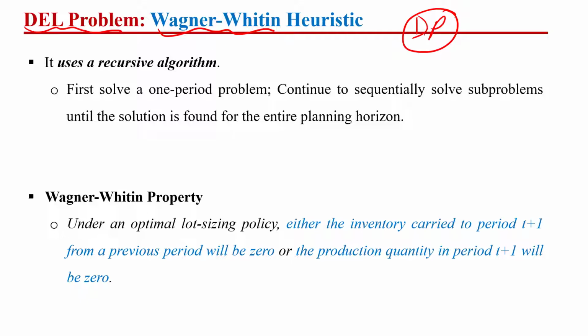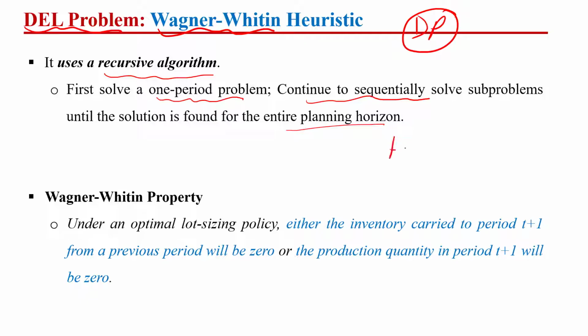As dynamic programming is a recursive algorithm, the Wagner-Whitin algorithm, being based on dynamic programming, uses this recursive algorithm to solve the problem. So how does the Wagner-Whitin algorithm work? It starts by solving a one-period problem and then continually moves towards the next time period of the planning horizon, continuously solving multiple planning horizon problems until the defined planning horizon is solved.